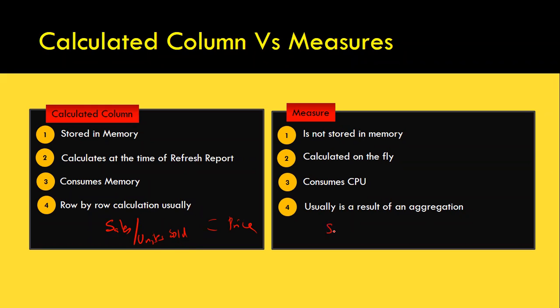Whereas here, you are using the sum of sales amount, or average. Just remember, we use a measure in general to perform an aggregation. And in the case of a calculated column, we just evaluate an expression row by row. So in the case of a calculated column, we compute the formula for each row.